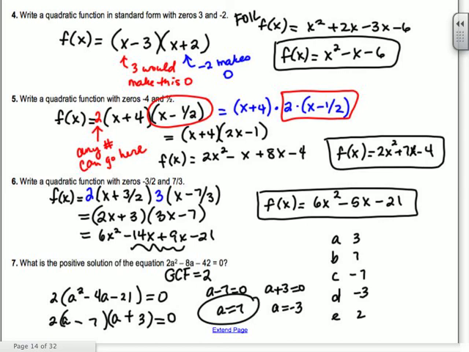Okay, a lot of people ask about that 2 out front. What that's saying is 2 times a number times another number equals 0. So you guys could write 2 equals 0, but that's not possible, right? So that's not giving you any solution. So it's only 7.